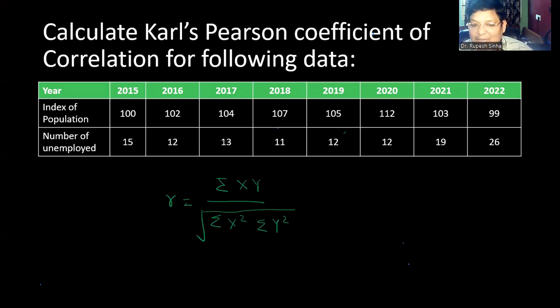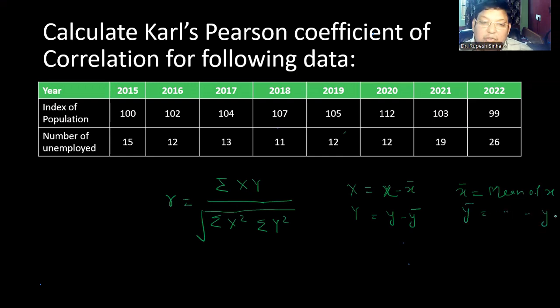This is the formula by which we are going to solve it. There are many formulas, but this is very easy to remember, and we will be able to solve the coefficient of correlation by Karl Pearson's method very easily, where capital X equals x minus x bar, and capital Y equals y minus y bar. What are x bar and y bar? X bar is the mean of x, and y bar is the mean of y. So let us go to the next slide and solve it.